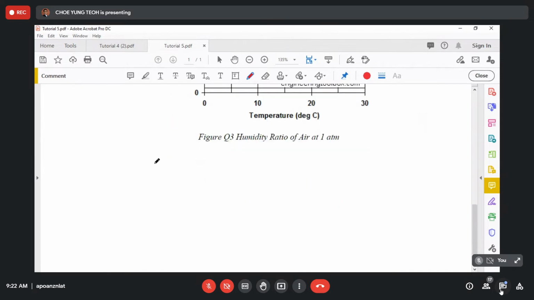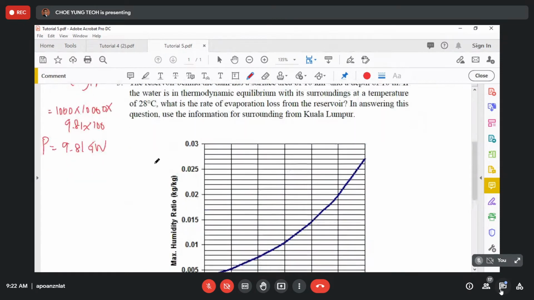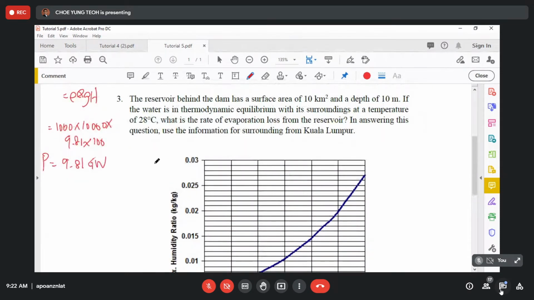So let's look at number three. The reservoir behind the dam has a surface area of 10 km squared at a depth of 10 meters. If the water is in thermodynamic equilibrium with its surrounding, thermodynamic equilibrium here refers to the temperature mainly. The temperature of water is the same as the temperature of the surrounding, which is at 28 degrees Celsius. What is the rate of evaporation loss from the reservoir? In answering this question, use the information for the surrounding from Kuala Lumpur.